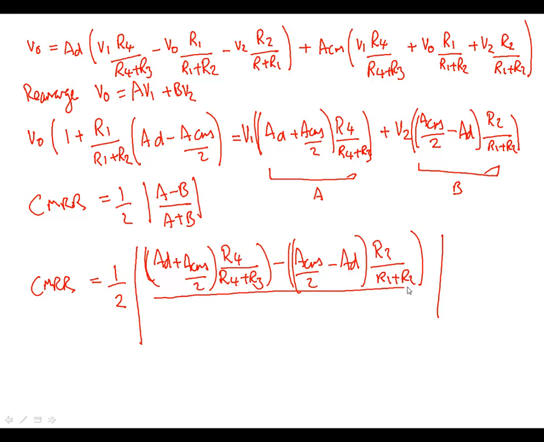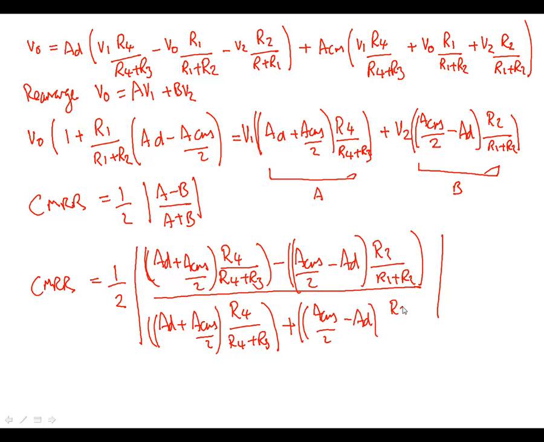Now what we need to do is A plus B on the bottom. So we're going to copy those out, and the only sign that's going to change is this sign here, which is the minus from the A minus B that will become A plus B. So the denominator: AD plus ACM over 2, with a fraction, R4 over R4 plus R3, plus, this time, ACM over 2 minus AD, R2 over R1 plus R2. Okay, and we have our modulus right of that.